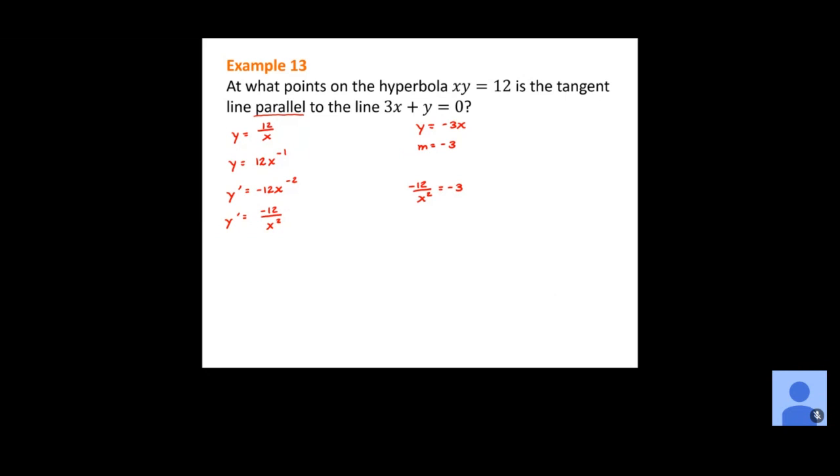So again, just keep in mind here, derivatives always represent the slope of a tangent line. We know in this case we want it to be parallel to this other line, which means it needs to have the same slope. So we're going to set our derivative, which is the slope of the tangent line, equal to the slope that we want it to be equal to. Any questions up to that point? Okay, so now how are we going to solve that for x?